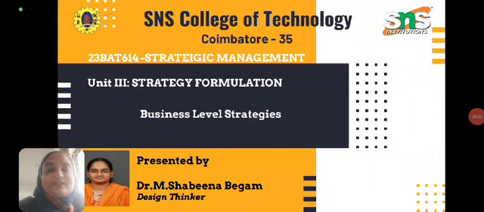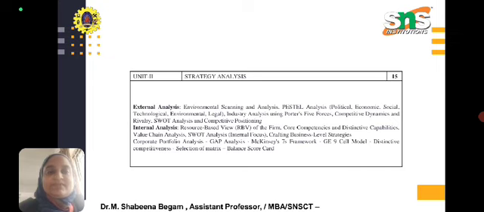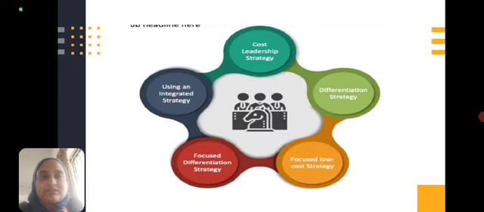Hello everybody. Now we are going to see about the business level strategy under the topic strategic formulation. Under this we'll be seeing two topics, external analysis and internal analysis. Till now we were discussing environmental scanning, PESTLE analysis and other analyses, and in the internal we looked at SWOT, the GE nine-cell model, McKinsey's 7S framework. All of that we discussed. So now we'll be discussing the next level.